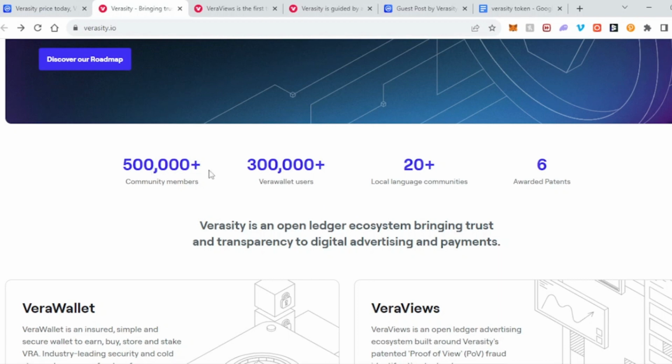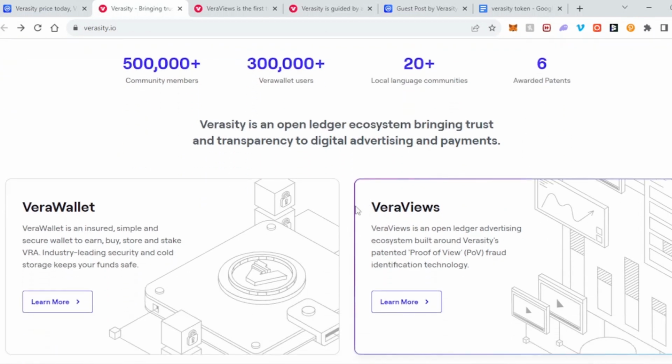You can see that the community members for Verasity are already over 500,000, and the Vera wallet users are already over 300,000 as well. You can also see they've already got 6 awarded patents for their technology, which brings a really big amount of confidence for investors.